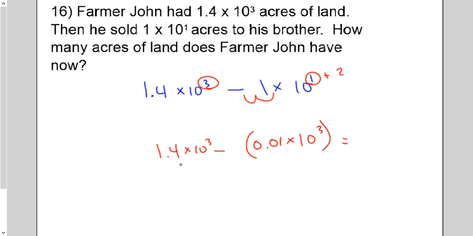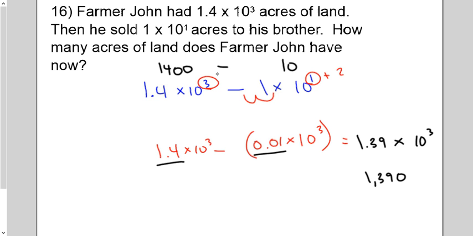After we subtract, we need to subtract our front numbers. 1.4 minus 0.01 is 1.39, I believe. And then we just keep this the same. And that's the same thing as 1,390 acres, the same way that this is 10, and the same way this is 1,400. So 1,400 minus 10 really is 1,390. I used smaller numbers though, just so you could get back into the groove of doing these.